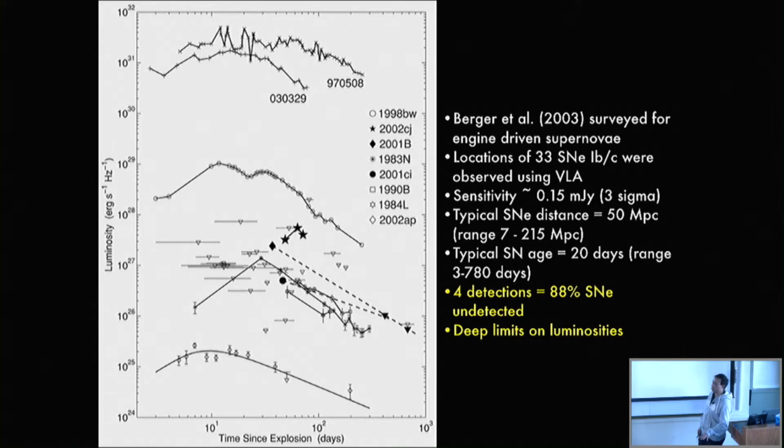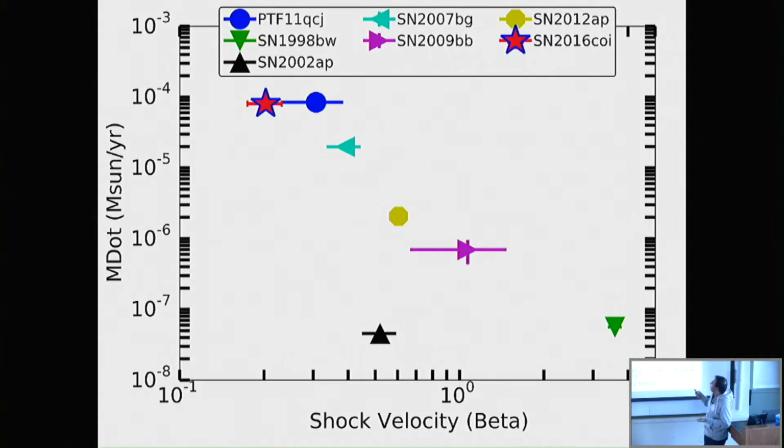So why is it that we do not detect almost 88% of these supernovae? There are extremely deep limits on their luminosities, though. So what's going on here? This is a typical range where we should have been able to see these supernovae, but we did not. It does make sense in the light of these new observations, as I'll try to show now.